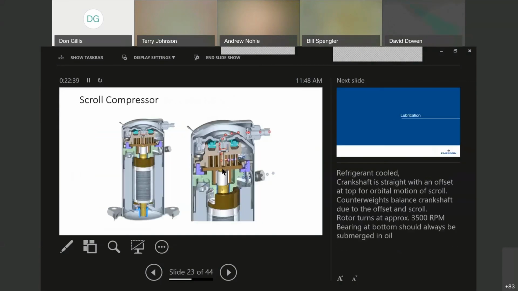Okay. And there's that bushing we just talked about. Again, the violet here, or the teal, if you will, is that floating seal. You can see the blue arrows going down indicating our gas. It is refrigerant cooled, so it's coming across that motor, picking up that heat and moving it out to the discharge line.